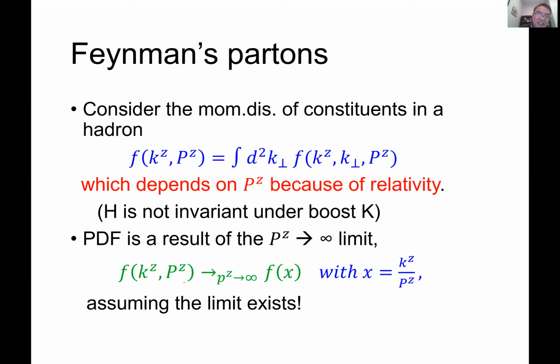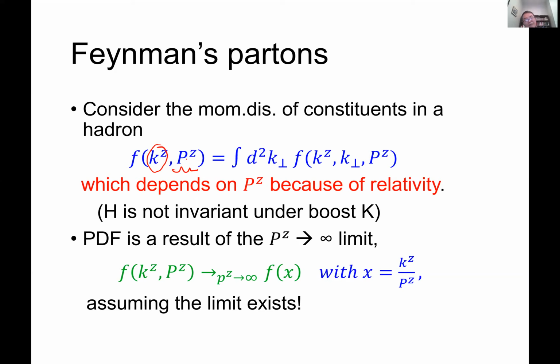Therefore, in a relativistic system, not only do you need a momentum distribution, but you also need a momentum distribution when the system moves. When the system has an overall momentum P_z, the momentum distribution can depend on this P_z because of relativity. Systems moving with different total momentum will have different momentum distributions. Another way of saying this is that the Hamiltonian is not invariant under boosts, and therefore in a different frame you would have a different momentum distribution.